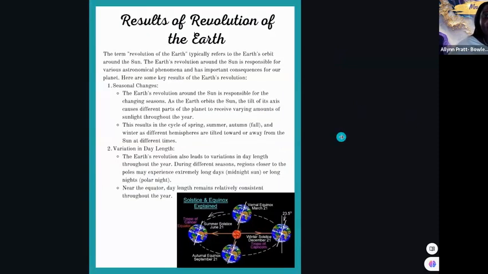So then we have the results of revolution. Revolution causes seasons on the Earth's surface. So because of that tilt and that rotation, we have summer, winter, spring, and autumn. And then we have the length of days varying. So you know that we had to change time recently. That's a result of revolution. The days and nights becoming longer or shorter. That's a result of revolution, going around the sun.